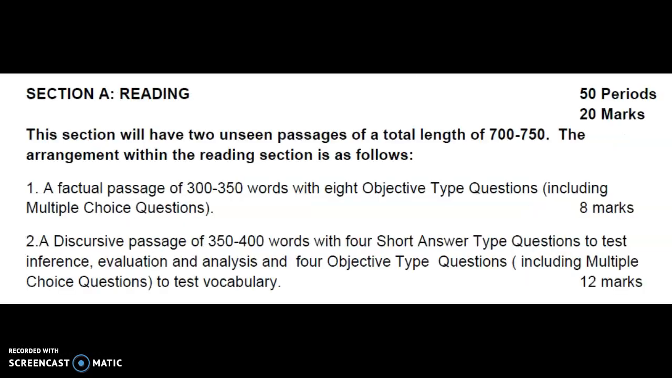Section A comprises of 2 unseen passages of the total length of 700 to 750 words. First one is a factual passage which comprises of 300 to 350 words with 8 objective questions, which are all MCQ questions. The second is a discursive passage which comprises of 350 to 400 words, and the expectation is short answers, that is one sentence based on one sentence or one complex sentence.